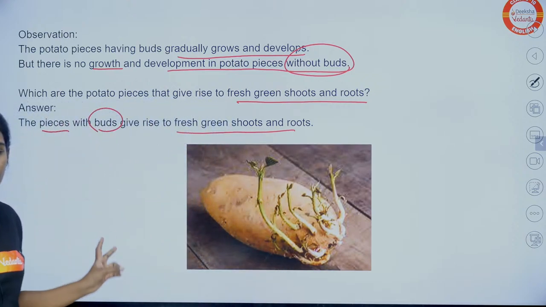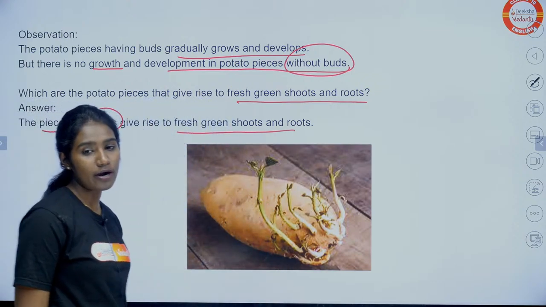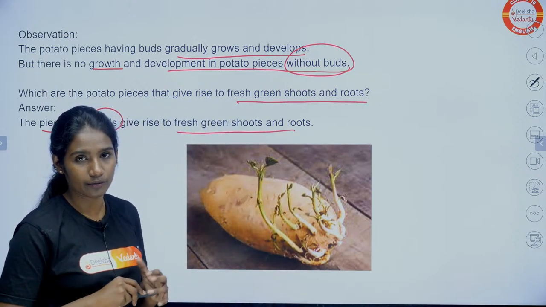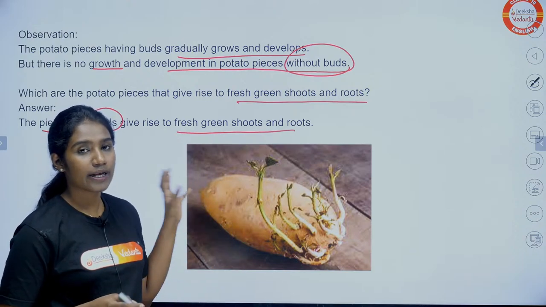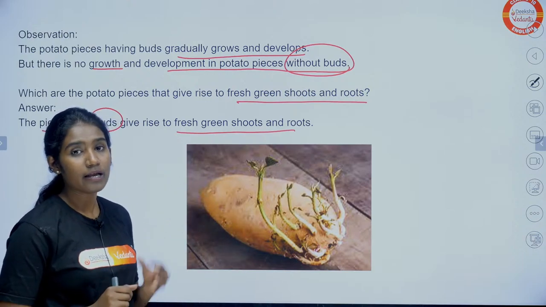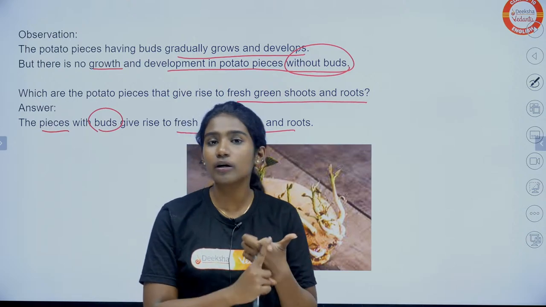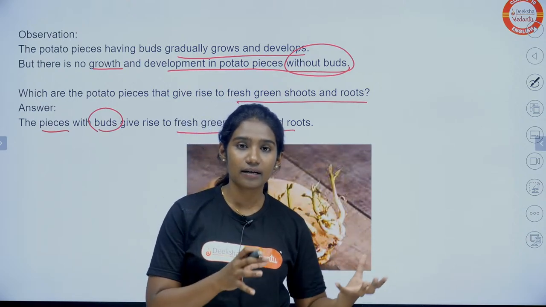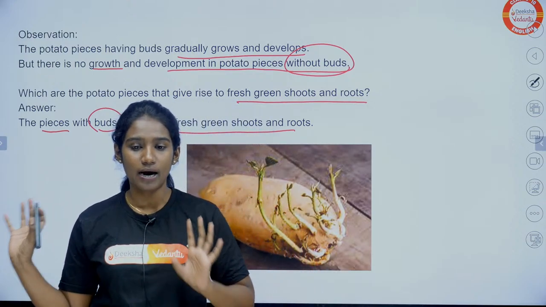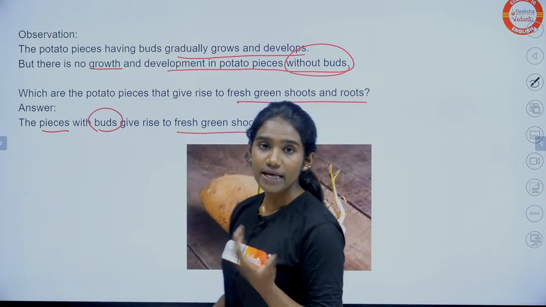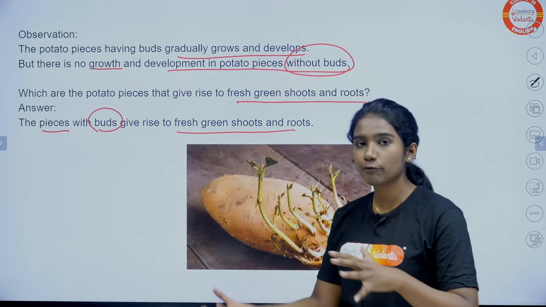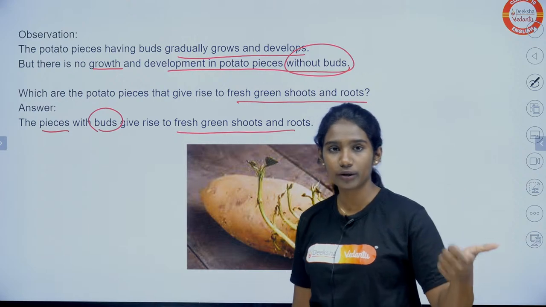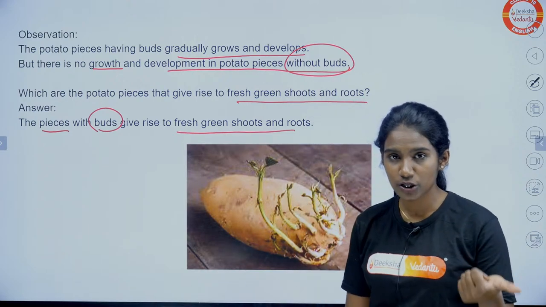Students, clear with that? So this is an example of vegetative propagation, which is seen in plants. In vegetative propagation, what is happening here? Seeds or spores are not involved. Instead, a vegetative part of the plant develops into a new plant. Vegetative parts can be shoot, leaf, root and so on. Examples for shoot are potato and ginger.